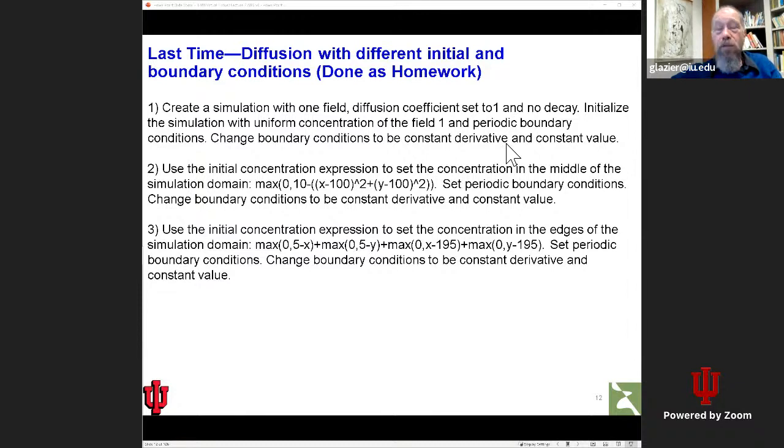And so the idea here was you start with a situation where nothing happens, and then you see that changing the boundary conditions changes the result. The point of that exercise was essentially to emphasize how important it is to think about the boundary conditions when you're doing diffusion.